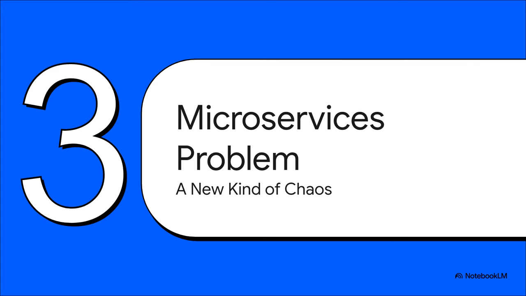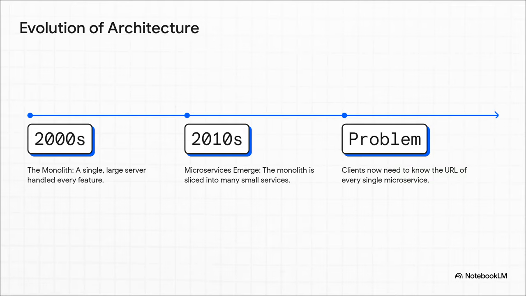So, problem solved, right? The load balancer is handling all our traffic, our app is stable, we're good to go. Well, for a while, yeah. But then, the way we build software started to change, and this new trend introduced a whole new kind of chaos. Think back to the 2000s. We built what we call monoliths. One giant application, one big block of code that did everything. It was simple to understand. But then, in the 2010s, the microservices trend exploded. We took that big monolith and sliced it up into dozens or even hundreds of tiny independent services.